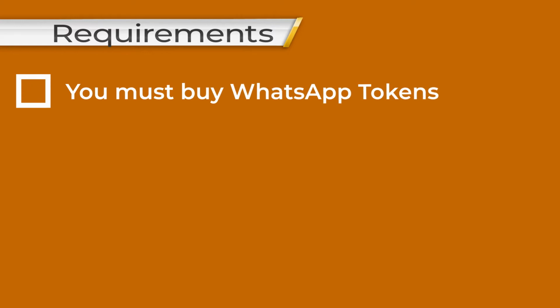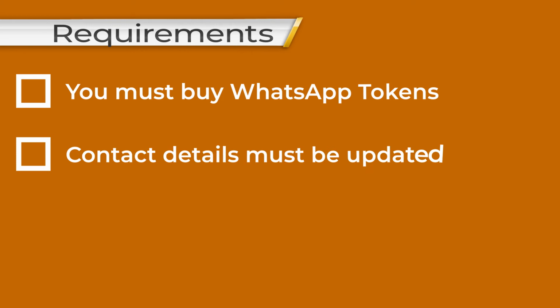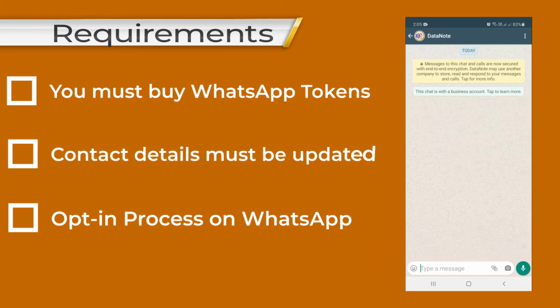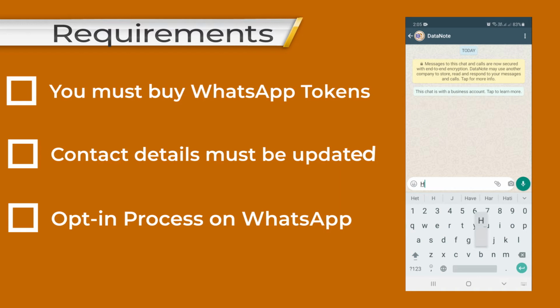Before using this feature, there are a few things to note about. You must buy WhatsApp tokens from your vendor. The contact details of your customer, supplier, or employee must be updated. The customer, supplier, or employee will also need to go through the opt-in process to receive the messages.